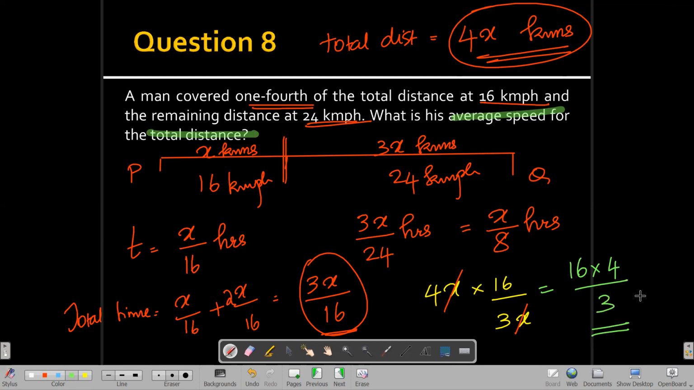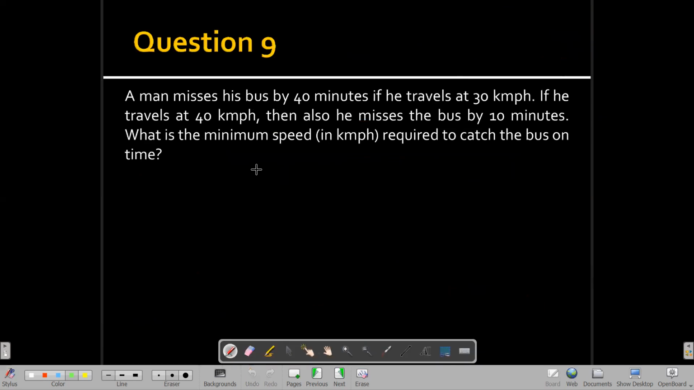Upon further simplification, the average speed will come as 64 upon 3, which is 21 and 1 by 3 kilometers per hour. So this is going to be the final answer, 21 and 1 by 3 kilometers per hour. That will be the final answer in this case. Now let us move on to the next question, the 9th one.